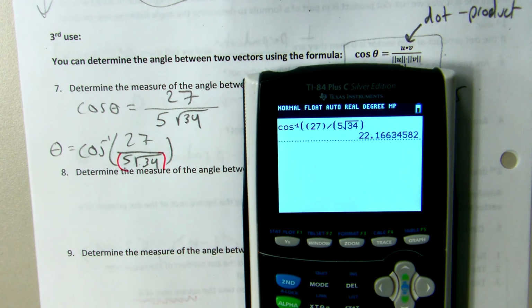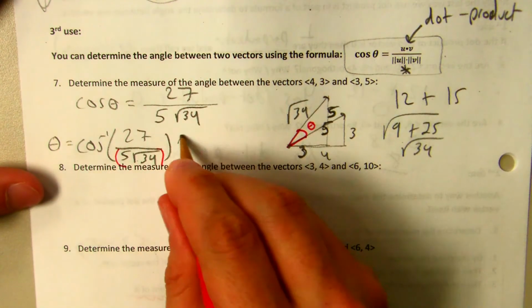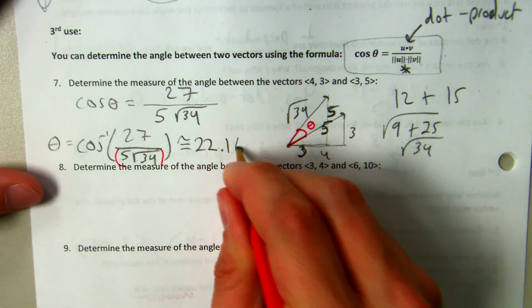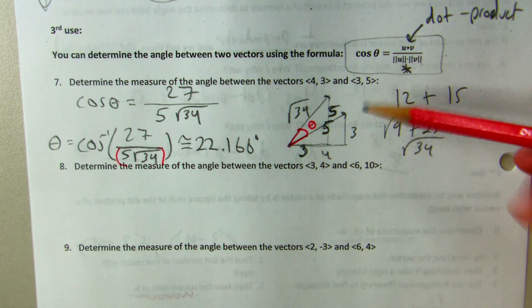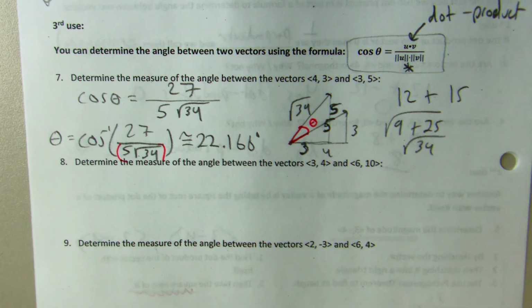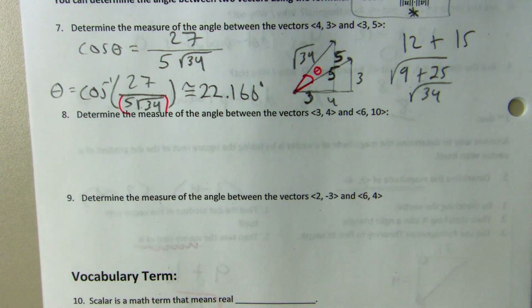And my calculator tells me the angle between those two vectors would be about 22 degrees. I'm going to have you practice this on the third one, so you don't need to take the time for it. And with my very terrible sketch here, 22 degrees seems reasonable. That looks like that could be a 22 degree angle. Okay, so let me show you another one, and I'm going to ask you to try the third one.